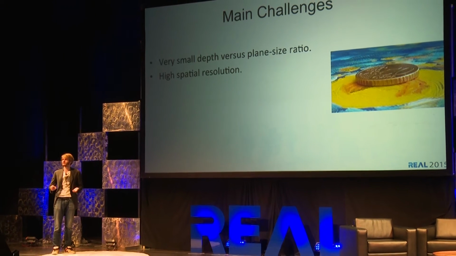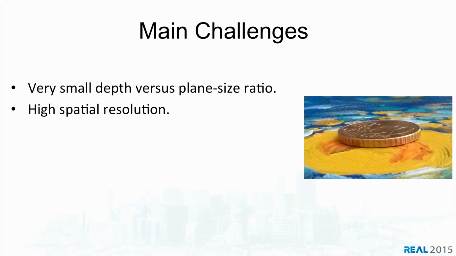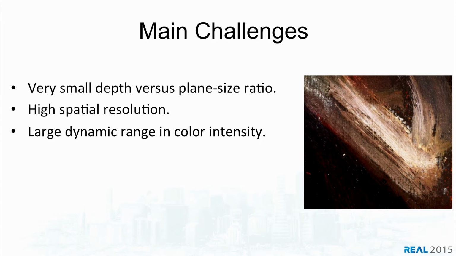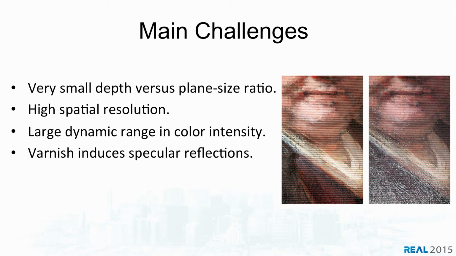Also, because we want this to be a good reproduction, we need a very high resolution. There's a large dynamic range of color intensity, so you have very bright whites and you have very deep blacks. And we have often a very glossy layer of varnish that induces all kinds of specular reflections, as you can see on the right. And then in the image on the left, we reduce these specular reflections by using a cross-polarization setup just to get rid of those.